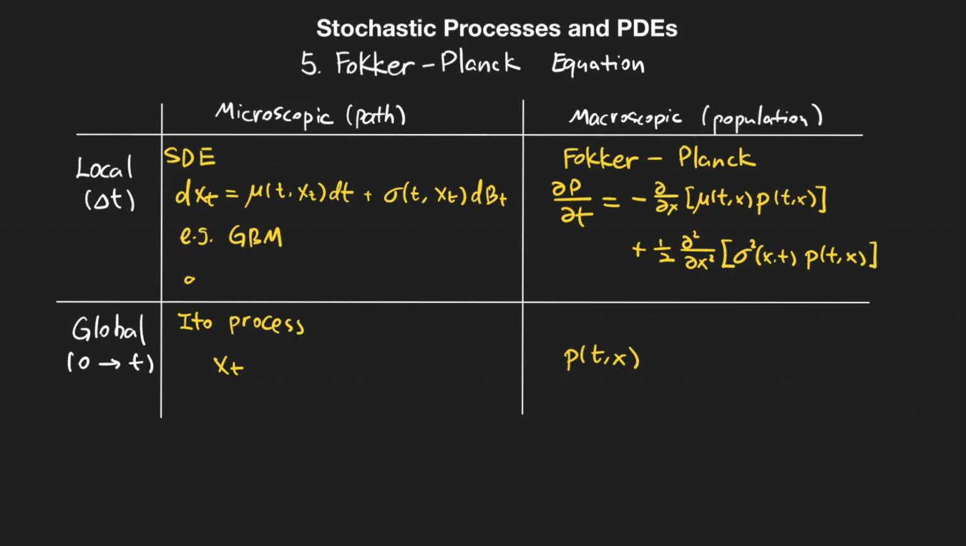We looked at geometric Brownian motion. The solution of the stochastic differential equation will give us one single path. In general, this is known as the Ito process. And in the case of geometric Brownian motion, the path follows a log-normal distribution.